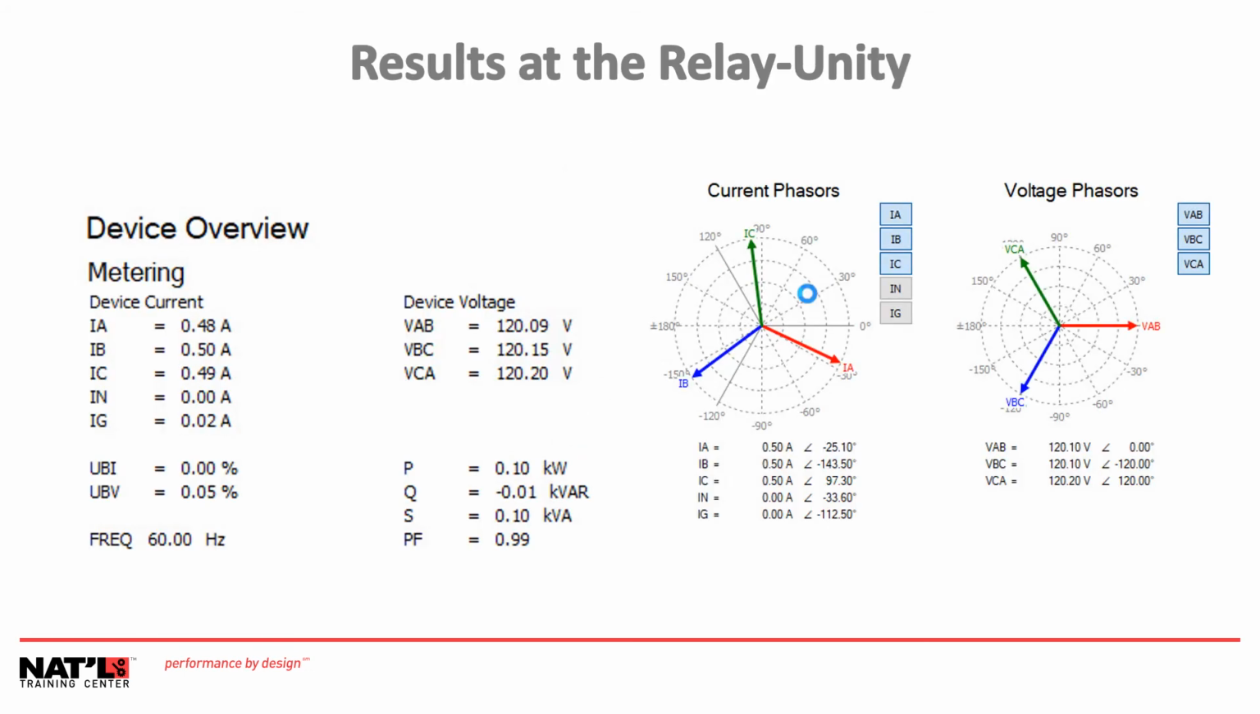Now let's see how this looks on our test equipment and our relay set. On the left is a device overview of the metering on the relay that we are injecting the voltages and currents into, as I showed you before in the previous slides. Now, what I did here was I went in and I programmed the PT and CT ratios to 1 so that what you're seeing is directly related to what we're putting in with the test equipment.